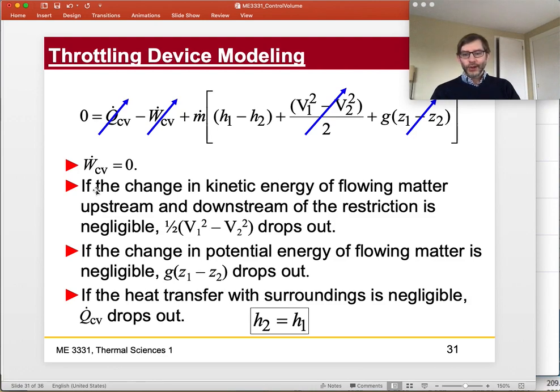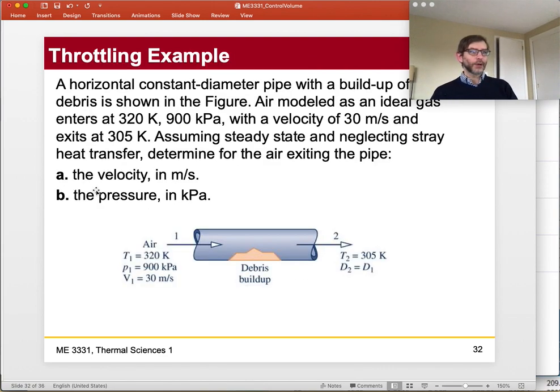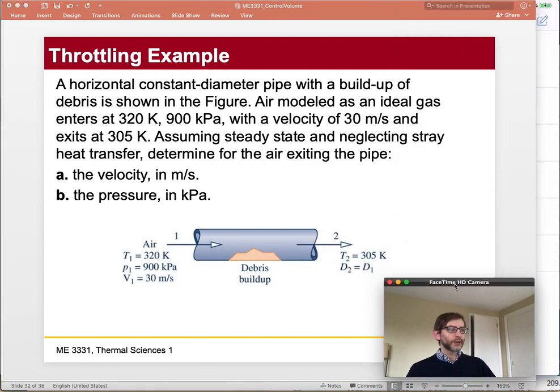We generally assume it's adiabatic if there's no heat loss. Sometimes you can, sometimes you can't. It just depends on the problem, as I've said before. Now there's a throttling example, and we're ready to take it on. So let's just do it. This is example 2 for the class.